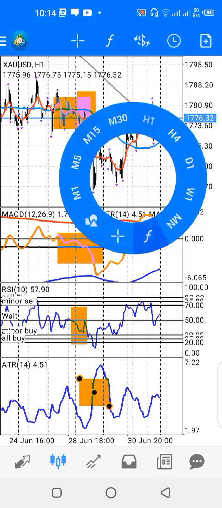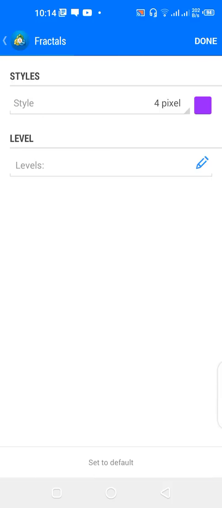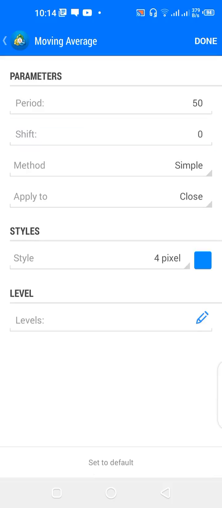If we are going to check the settings, we have fractals. Then we have moving average. Period is 50. Shift is 0. Method is simple. Apply to close, and the color is blue. Then we have another moving average, 240 period. Shift is 0. Method is simple. Apply to close. Color is gray. We have another one, 4 period. Shift is 0. Method is smoothed. Apply to close. Color is red.